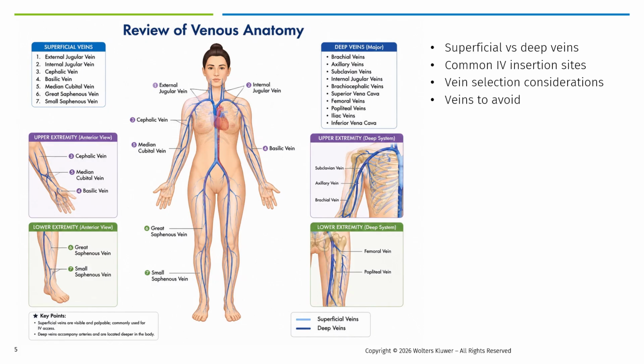Lower extremity veins are generally avoided in adults because they carry a higher risk of thrombosis and infection unless there is no other option. Remember that choosing the right vein isn't just about finding one that's visible. It's really about selecting the site that will safely support the prescribed therapy while minimizing complications and preserving the patient's future vascular access.